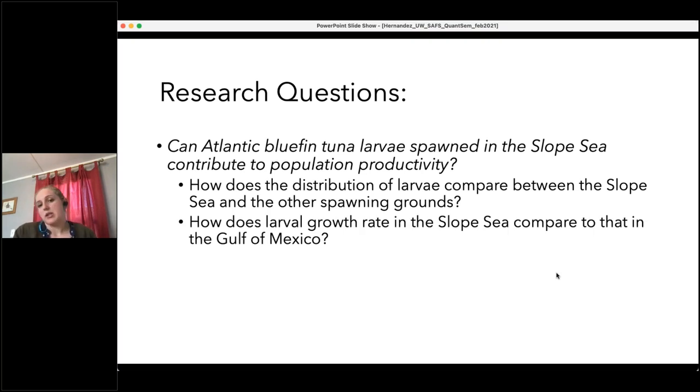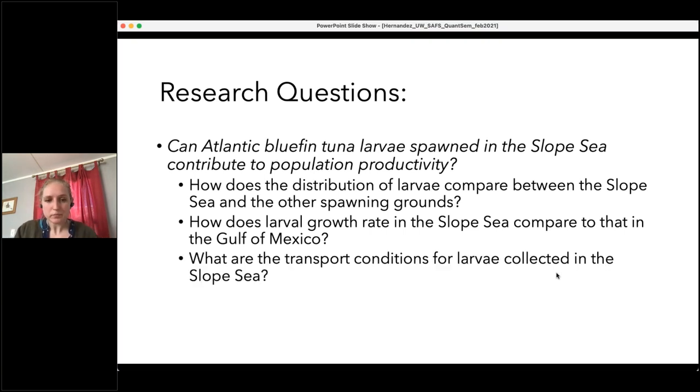Second, how does the larval growth rate in the Slope Sea compare to that in the Gulf of Mexico? Some have argued that the Slope Sea is probably really poor habitat, and therefore those larvae aren't going to be important. They can't contribute to the juvenile population because they're not going to survive their larval period. So larval growth rates give us a way to get at that question.